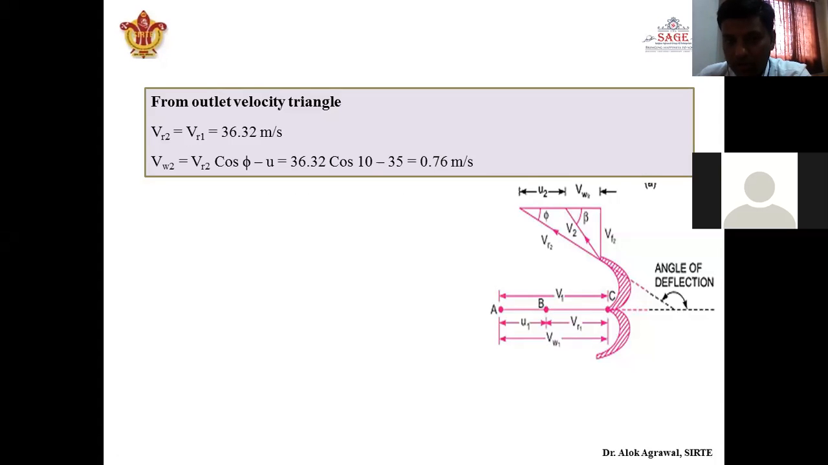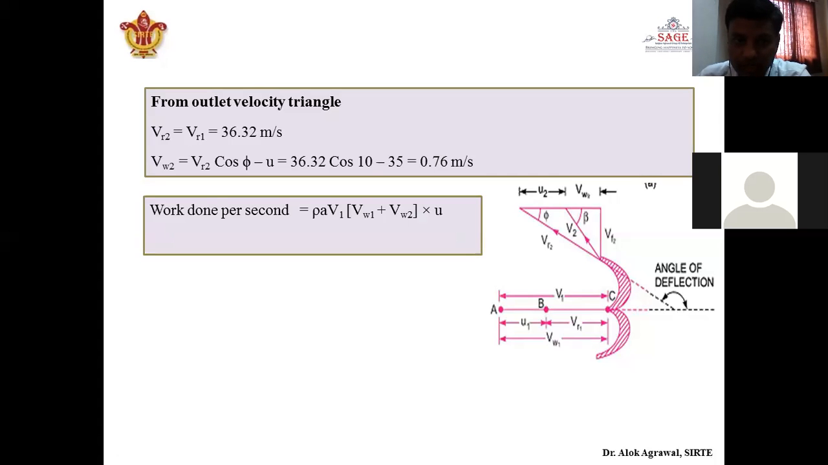Now these two things have been calculated. Rest of the thing is just a formality. Let's see. Work done per second is given by rho into A into V1, into VW1 plus VW2 into U. Density of water is known, that is 1000. Area A into V1, what is A into V1? From continuity equation we know that area into velocity is flow rate Q.